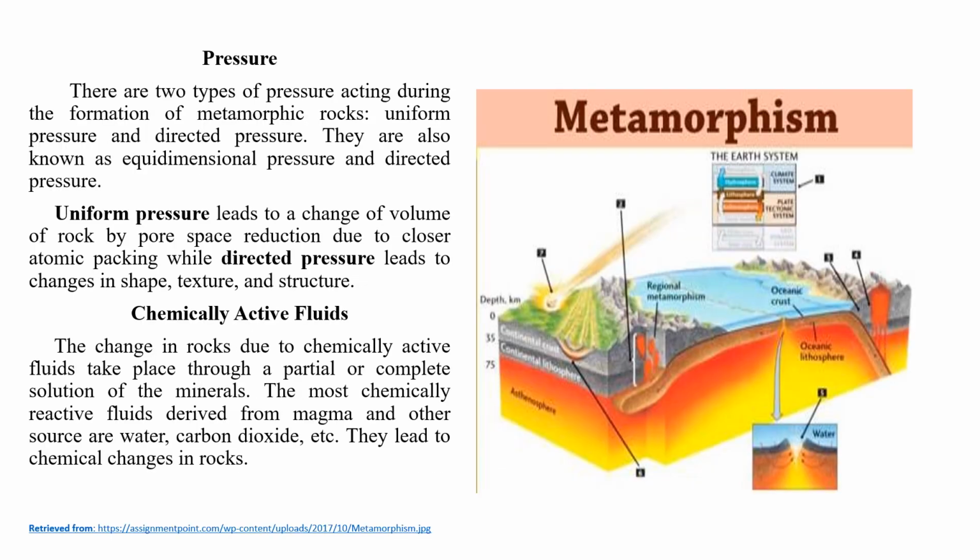Pressure. There are two types of pressure acting during the formation of metamorphic rocks: uniform pressure and directed pressure. They are also known as equidimensional pressure and directed pressure. Uniform pressure leads to a change of volume of rock by pore space reduction due to closer atomic packing, while directed pressure leads to changes in shape, texture, and structure.